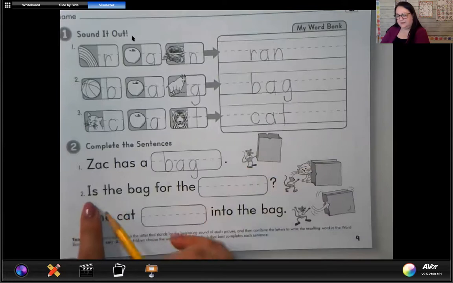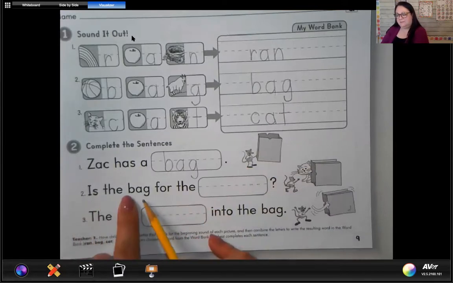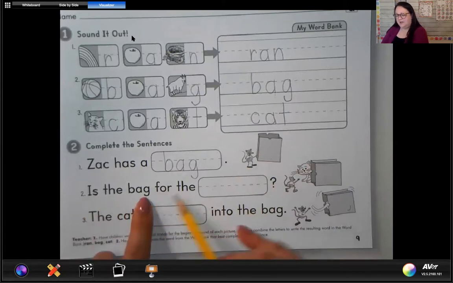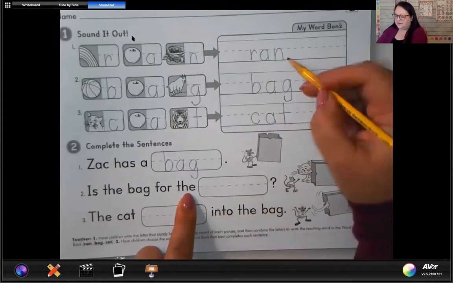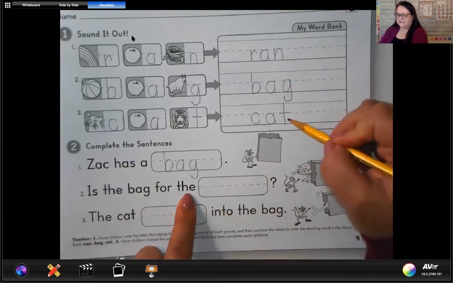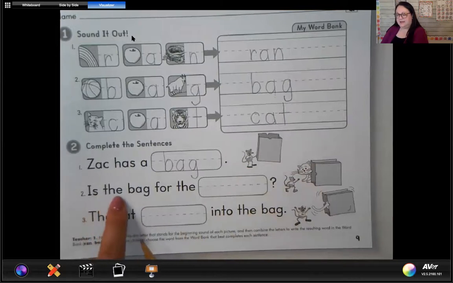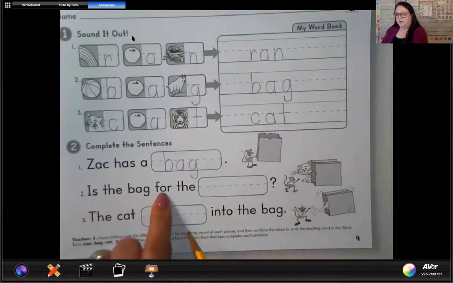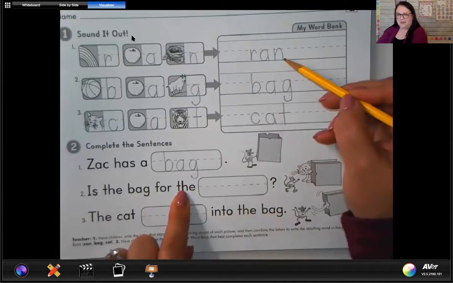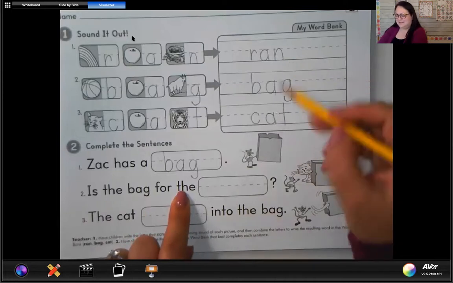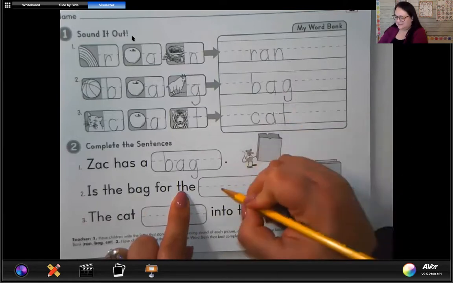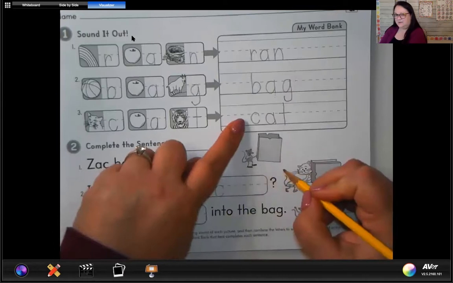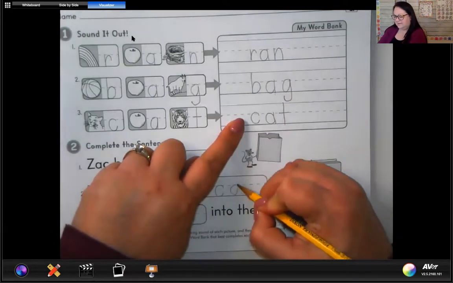Sentence number 2 is the bag for the, now we have a choice. It's either ran or cat. Is the bag for the ran? No, that wouldn't make sense. For the cat, does that make sense? Yeah, that would make sense. So C, what's the word up here? A, T.